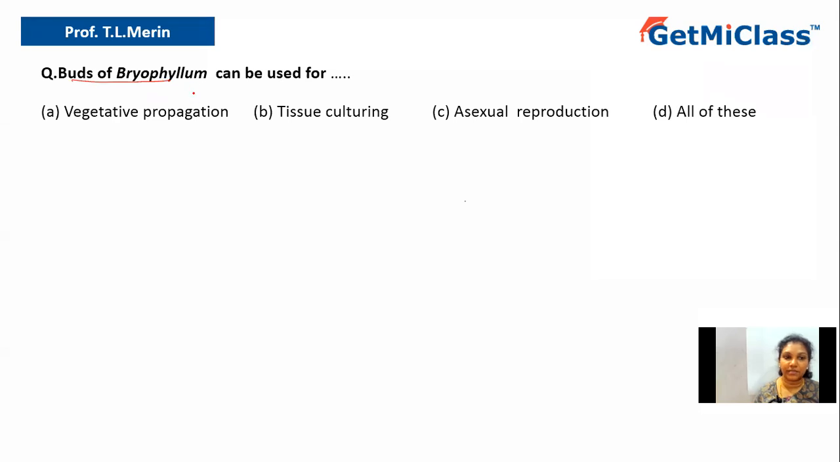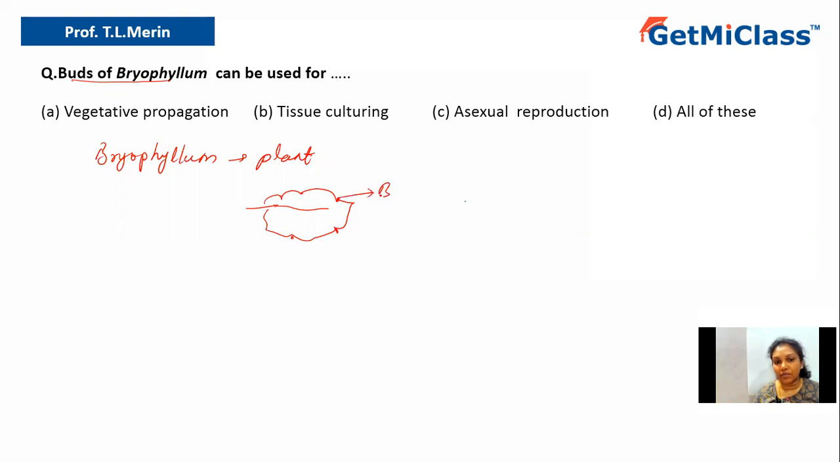We know that bryophyllum is a plant, and what type of structure are they talking about? They're talking about buds of bryophyllum. So let us first talk about bryophyllum. Bryophyllum is a plant. It consists of thick leaves. If we talk about the leaf blade, it is something like this. And the leaf blade consists of something called notches. These are the notches, and at each notch there is a bud.